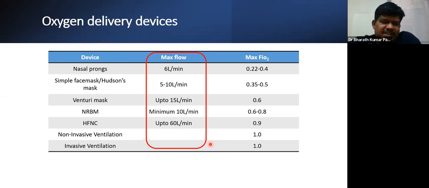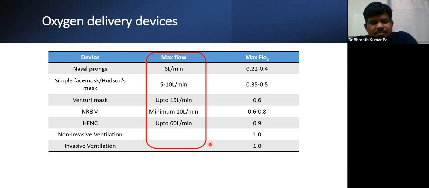So our oxygen supplementation starts with nasal prongs, wherein we can give oxygen anywhere between 1 to 6 liters per minute, and the maximum FiO2 of 0.4, and a simple face mask or Hudson mask, where the maximum flow is again 10 liters per minute. And remember that whenever we put a patient on a Hudson mask, the minimum flow that should be started is 4 to 5 liters, without which the dead space of the mask will cause hypercarbia. That is, his carbon dioxide content will again increase, partial pressure of CO2 will be increased, and the maximum FiO2 that could be provided is 0.5.